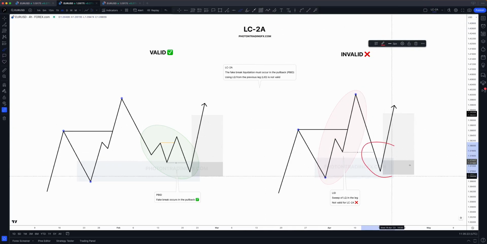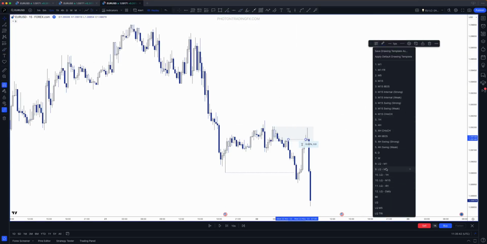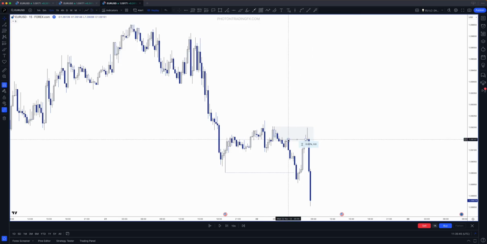For LC2A, it must be in the pullback. We do not look at anything in the leg to the left, right? We do not use lid. We only use the stuff that's built in the pullback. So to give you a quick example here, right? This is the M15. Let's say we're looking for shorts from within here. There is, let's say, M15 strong liquidity to the left, okay? This is a structural high. That is valid lid. But for this entry model, we are not looking at anything in this leg. This is all irrelevant for the LC2A entry model. We are only interested in what forms to the right in the pullback on our lower time frame of choice.